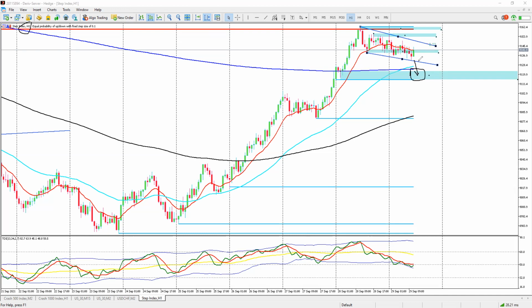Don't look for entries inside here. Look for entries on the zone, on the zone. This is also a zone here. Look for entries on the zone.